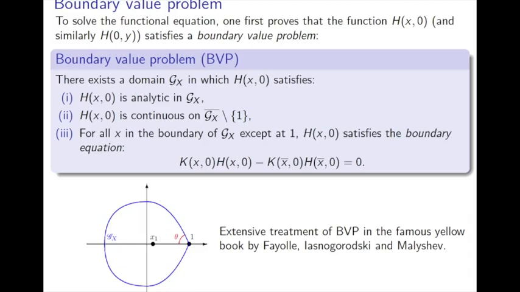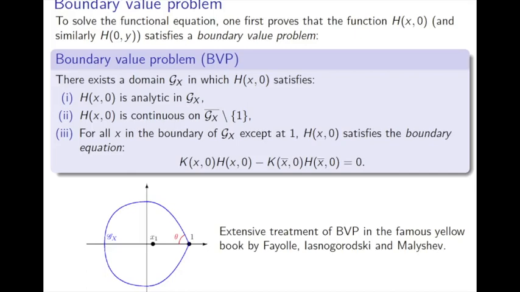To solve the functional equation, we have to introduce boundary value problems. We first prove that H(x,0), and in the same way H(0,y), satisfies a boundary value problem. That is, there exists a domain Gx in which H(x,0) satisfies the following. It is analytic in Gx, and also continuous on the boundary except at 1. And for all x in the boundary of Gx except at 1, H(x,0) satisfies the boundary equation, which is that the value of K H at (x,0) is equal to the value of K H at the conjugate of (x,0).